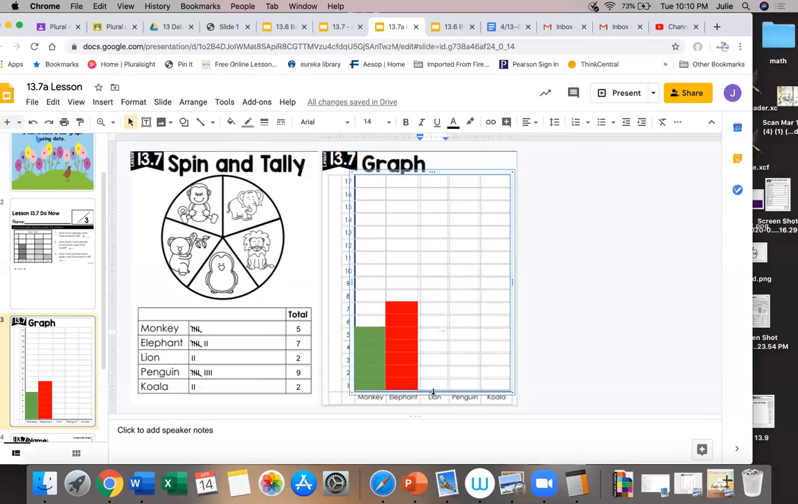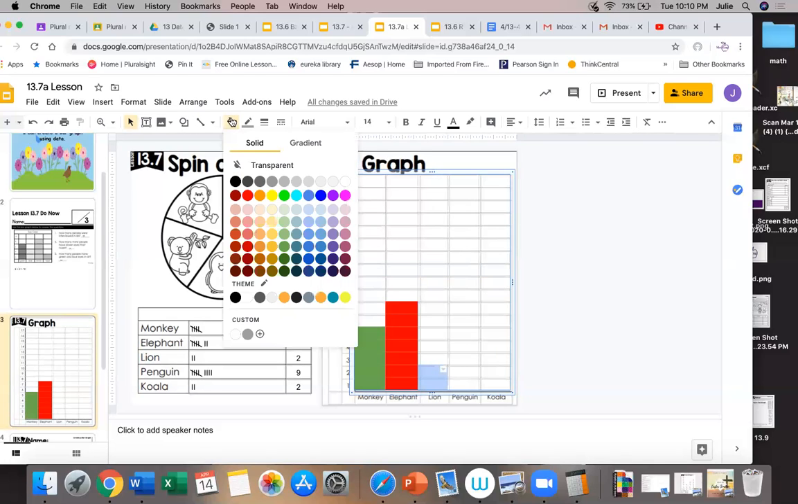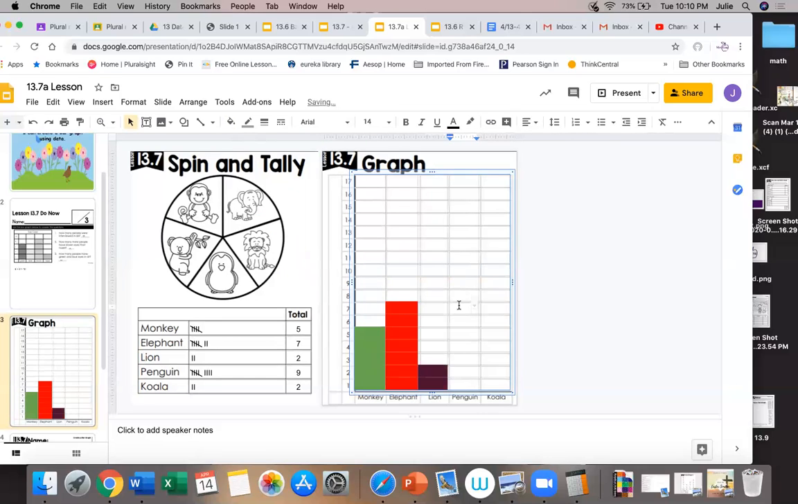I'm going to do the same thing for lion. There were 2 people that chose lion. Since my scale is 1, I still need to hit that, and my shift can go 1, 2. Then I'll come up here and I'll pick another color. There you go. Penguins. Look at my tally chart. I have 9 people chose penguins.